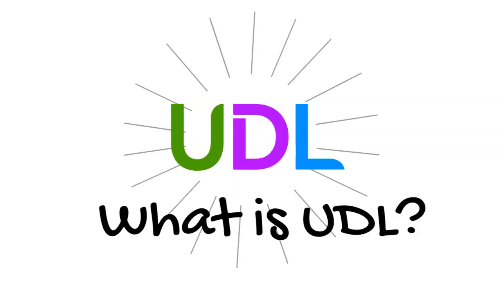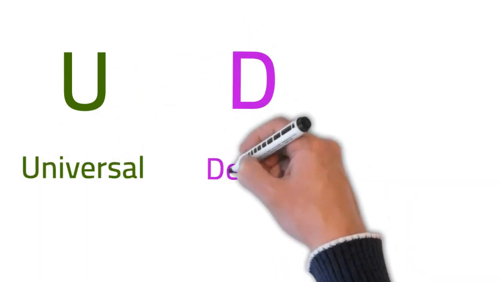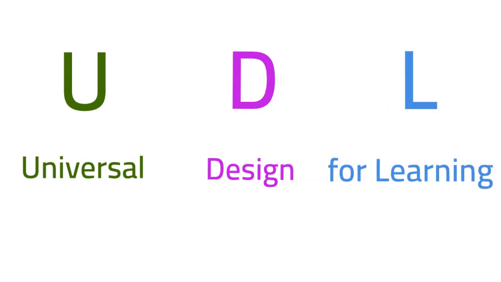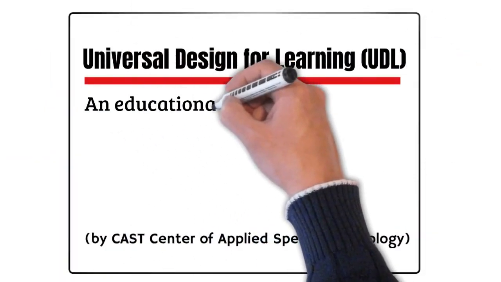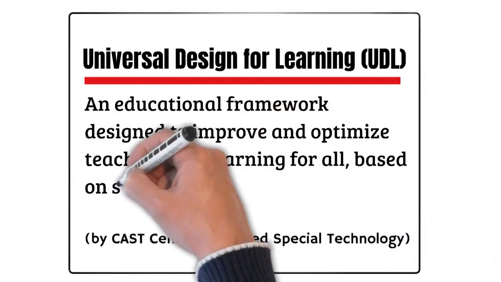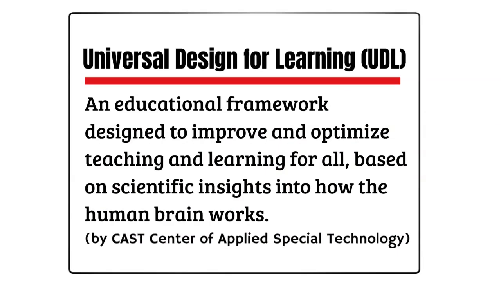So, what is UDL? Let's start by the definition of the abbreviation. U stands for universal, D stands for design, and L stands for learning. So, UDL is Universal Design for Learning. Based on the definition provided by CAST, the Center of Applied Special Technology, Universal Design for Learning is an educational framework designed to improve and optimize teaching and learning for all, based on scientific insights into how the human brain works.